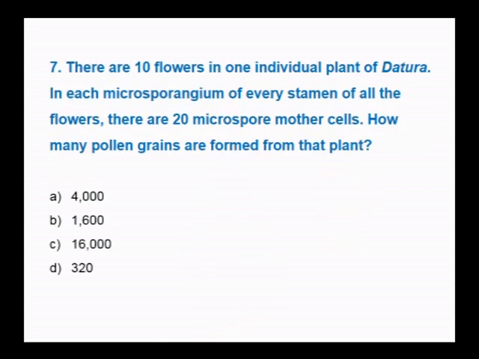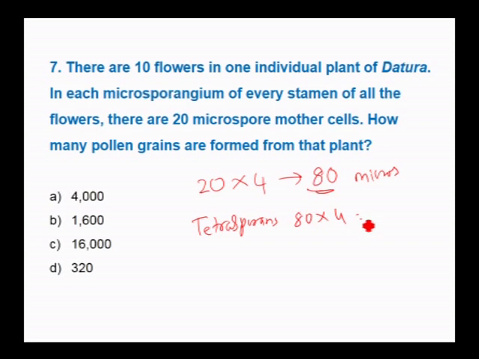Next question. There are 10 flowers in one individual plant of Datura. In each microsporangium of every stamen of all the flowers, there are 20 microspore mother cells. How many pollen grains are formed from that plant? See, 20 microspore mother cells, and each microspore mother cell can produce 4 microspores. Therefore, 80 microspores can be produced. The flowers of Datura are dithecous, tetrasporangiate. From one chamber 80, therefore for 4 chambers, that is for one stamen, 80 into 4, 320 microspores are produced from one stamen.